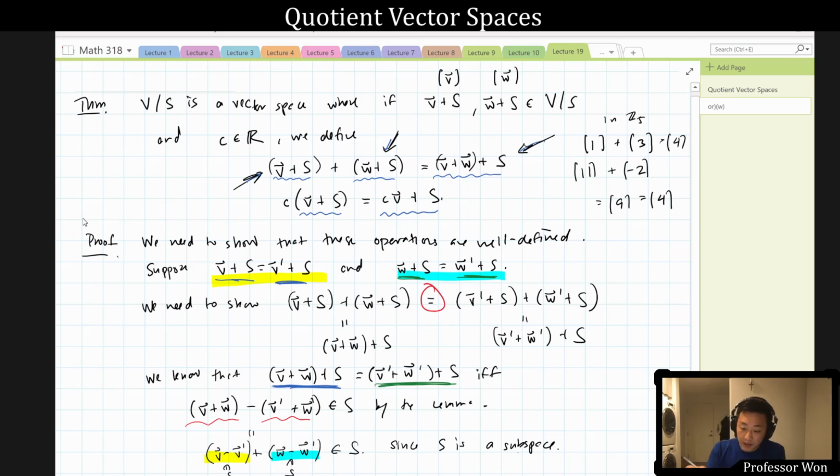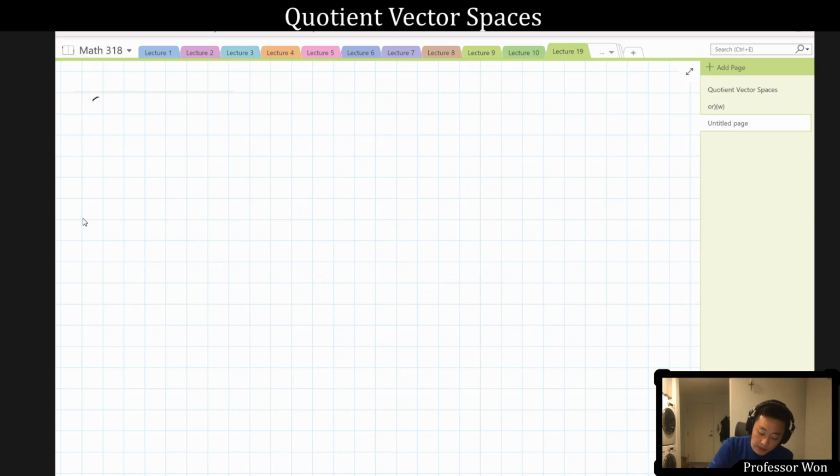Now, what about scalar multiplication? Right, so now suppose that v plus s equals v prime plus s. Again, suppose I have two different vectors that are giving me the same plane. Let c be a real number. Then I want to understand, if I scalar multiply this plane, does it equal this plane?